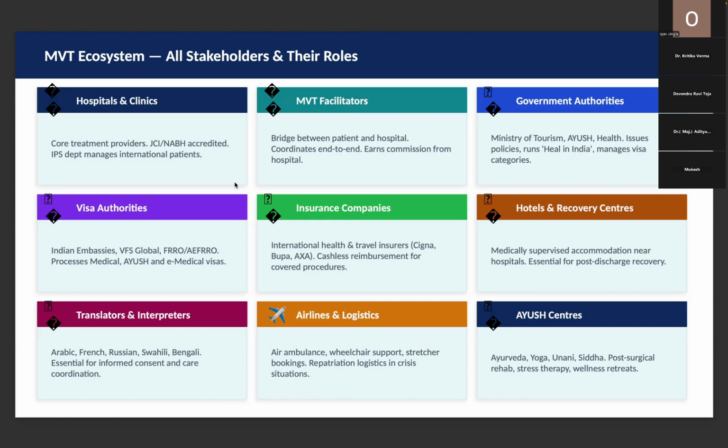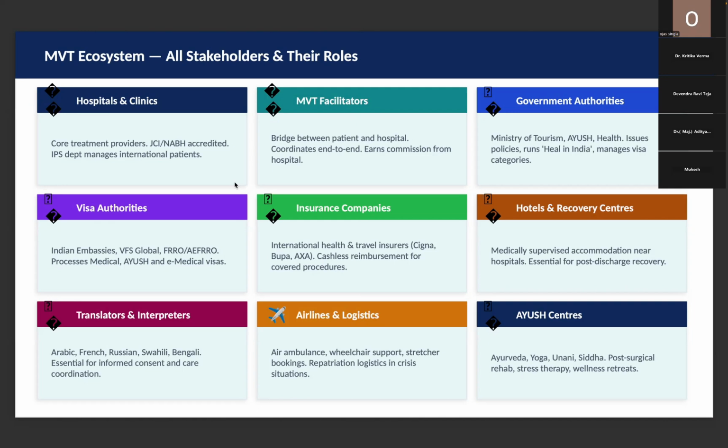But the airport pickup failed. Nobody went to pick up the patient from the airport, and the patient is, of course, an international patient. He's a foreigner. It's the first time he's in India. The translator is unavailable, so now you cannot even guide the patient.